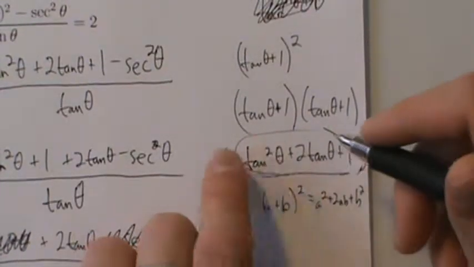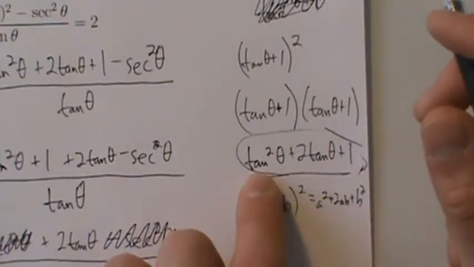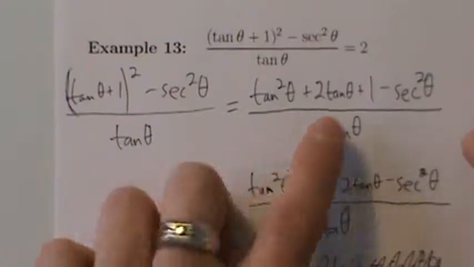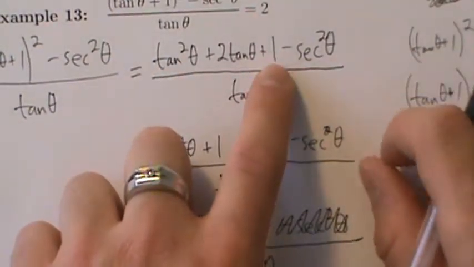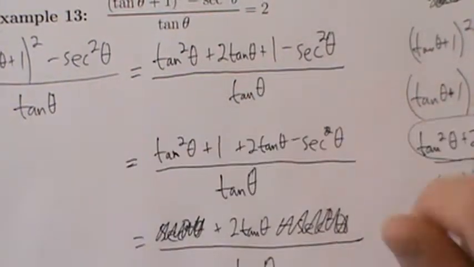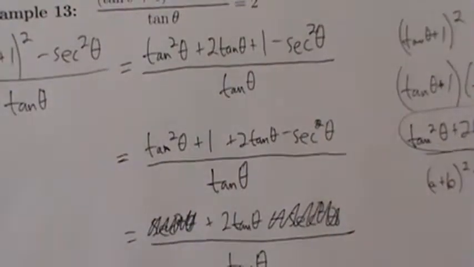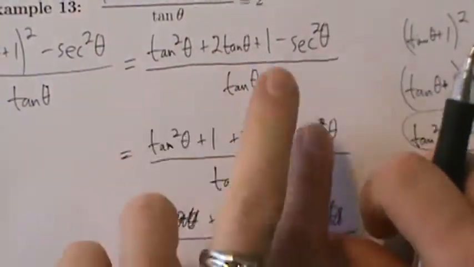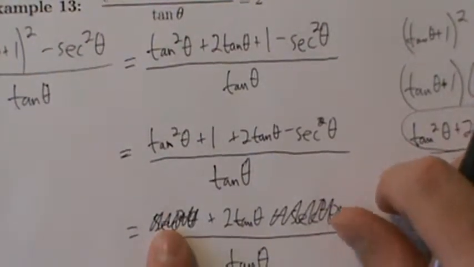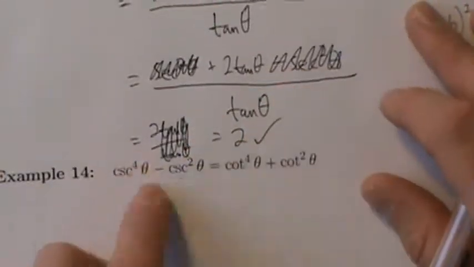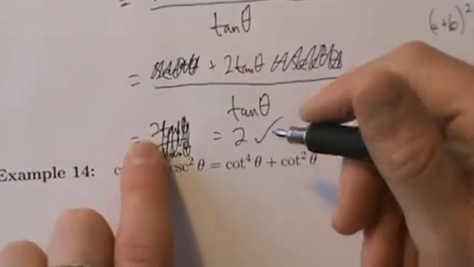So first, outer, inner, last gives you this. A couple different ways to think about it, but you'll still end up with tangent squared of theta plus 2 tangent of theta plus 1. We put that in there, then we said, okay, squared trig functions, and there's that 1 from the Pythagorean identities, so let's see if we can use them. Well, hey, tangent squared of theta plus 1 is secant squared of theta. So I just swap the order of these. That cancels with this minus secant squared of theta, and we're left with 2 tangent of theta on top, tangent of theta on the bottom, the tangents cancel, and we're just left with that 2.